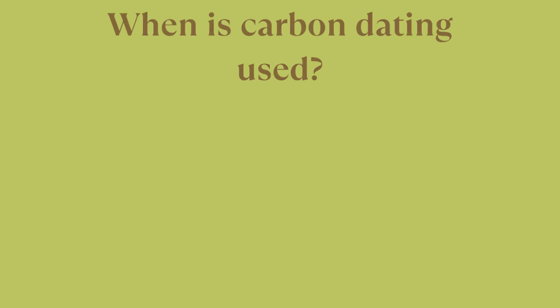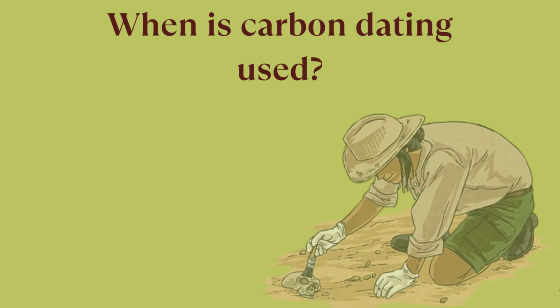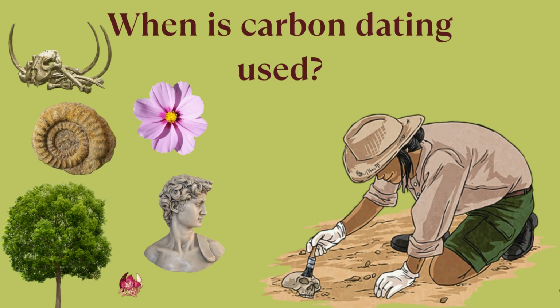When is carbon dating used? Carbon dating is mainly used by archaeologists to find the age of trees, plants, animal remains, ancient artifacts made out of wood or leather, artworks, and fossils. It can be used in studying environmental pollution and even tracking the movements of animals or plants. What are the pros of it?